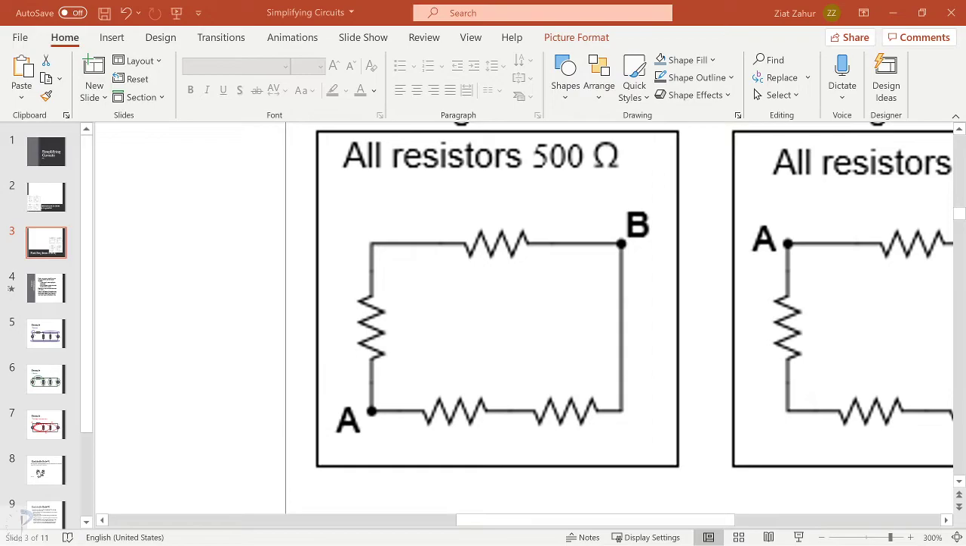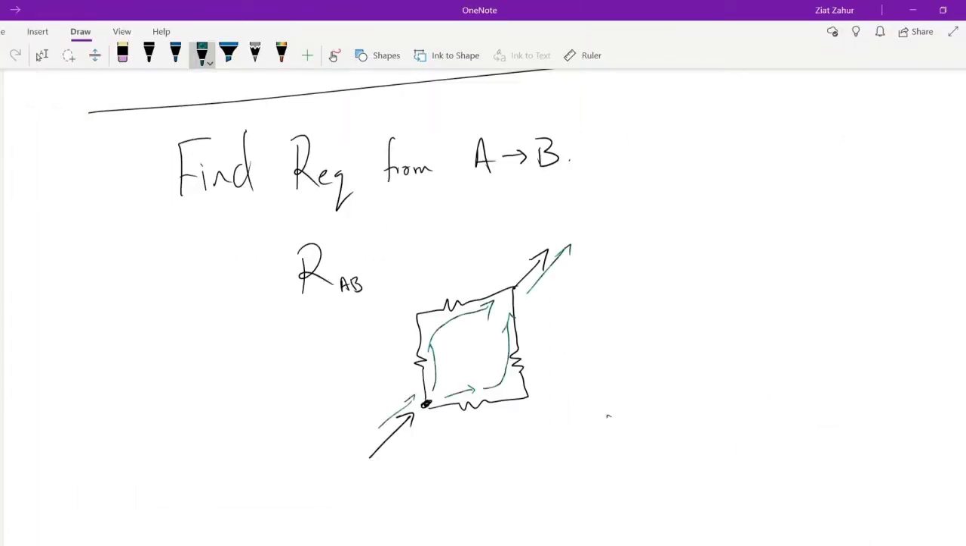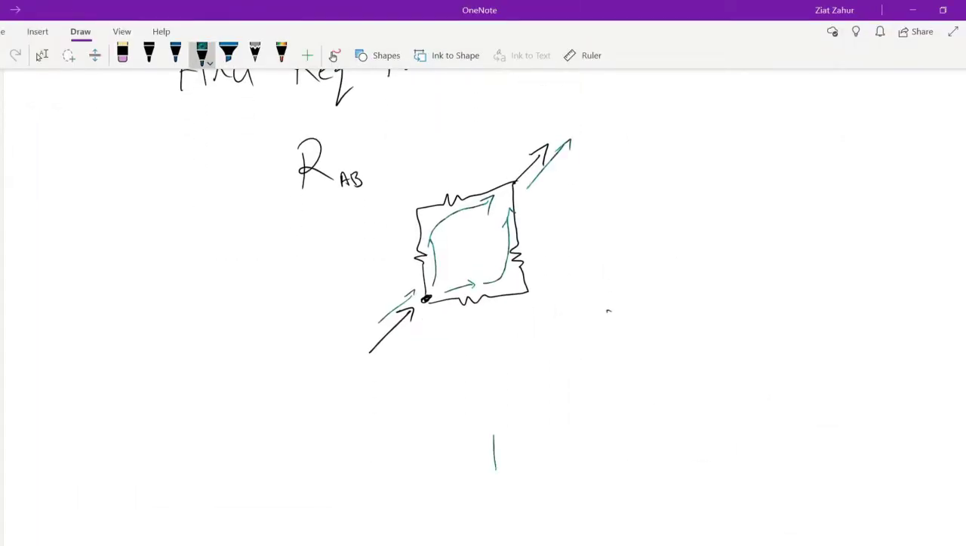All right, yeah. So this one's pretty much done with. We can see that we have 2 in series with each other. The other 2 are in series. So the 500 and 500 make 1,000. So that means we have 1,000 ohm this way.